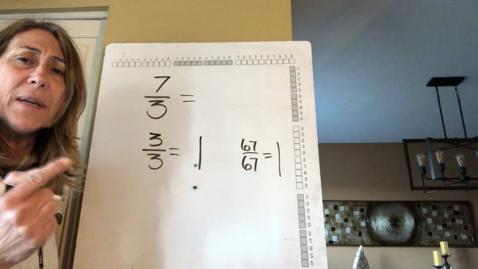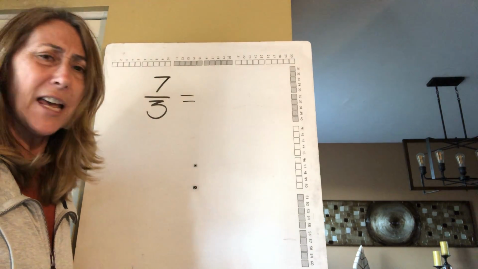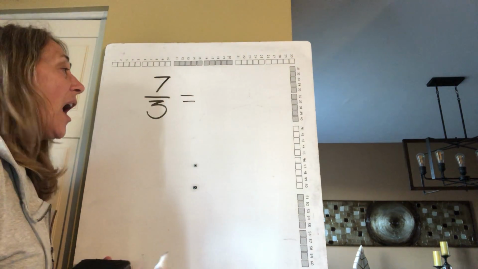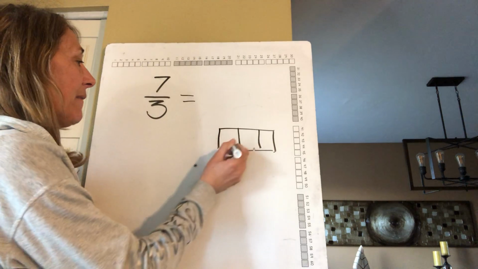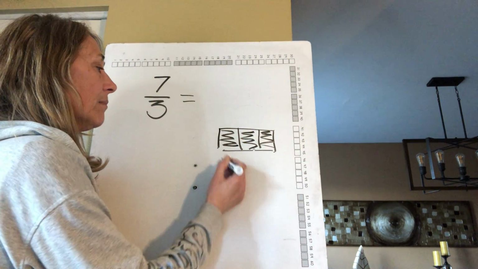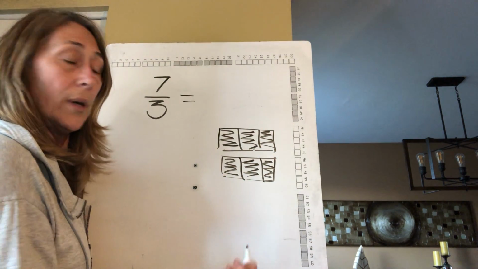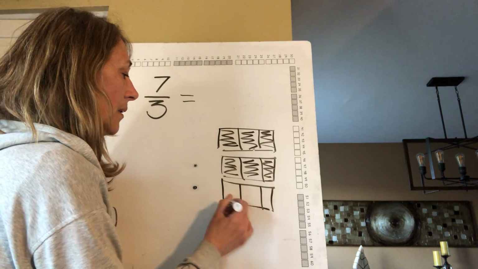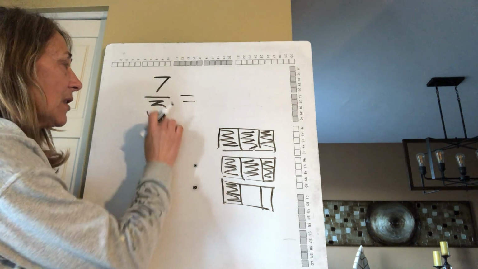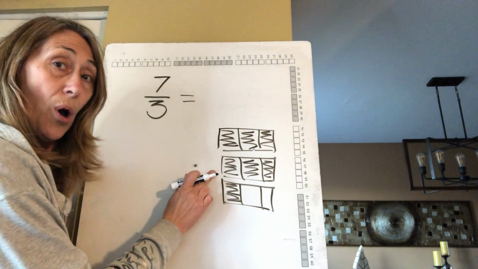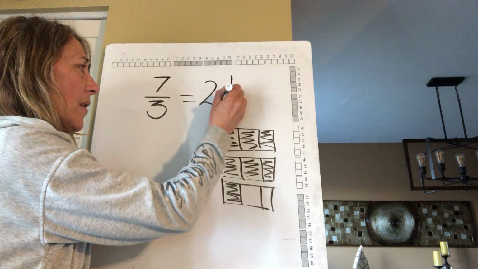So 7/3. That means I need 3 pieces to make a whole. And I have more than 3. In fact, I have quite a bit more than 3. I could draw my fraction bars because I need 3 pieces to make a whole. And I have 7. 1, 2, 3. Oh, gotta make another one. 4, 5, 6. Ooh, and I have to make a third one. 7. My pieces are thirds. I have 7. So 7/3 equals 2 wholes, and there's one piece left, and those are thirds.